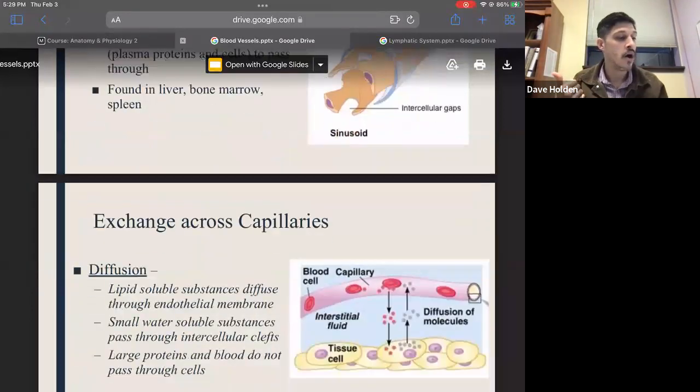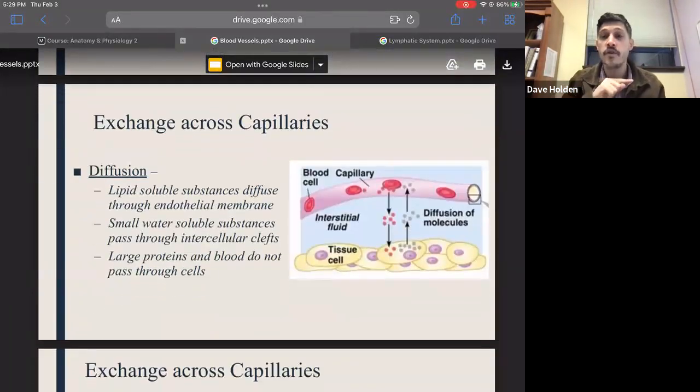First is called diffusion. Diffusion, by far, is the more common one. It is more common because it does not take any energy, no ATP. It doesn't cost me anything to diffuse across a membrane. Diffusion is a natural property. It just happens. Nature does it.